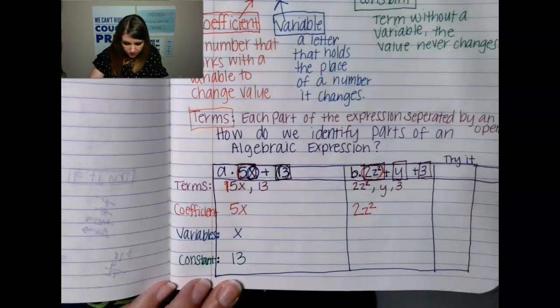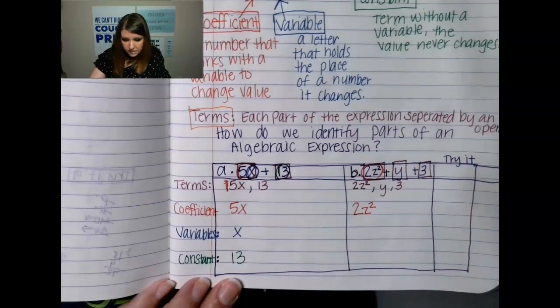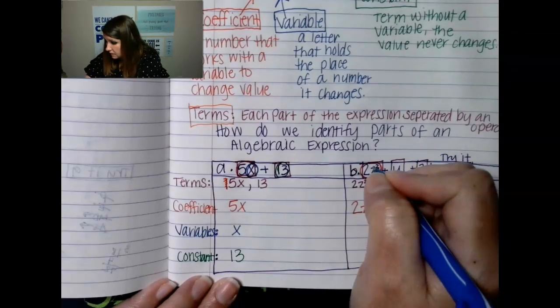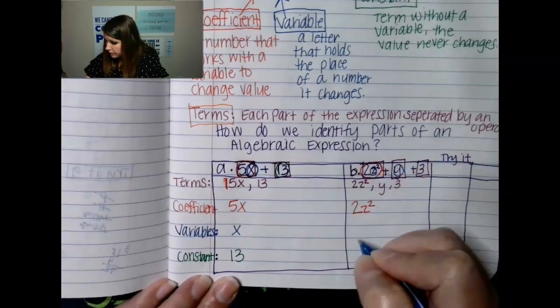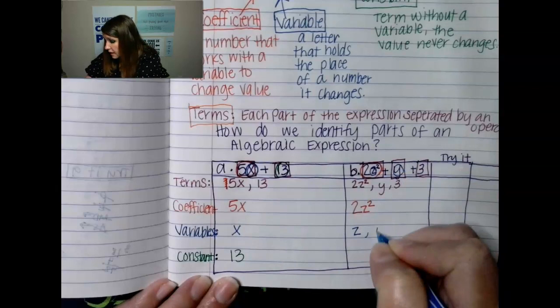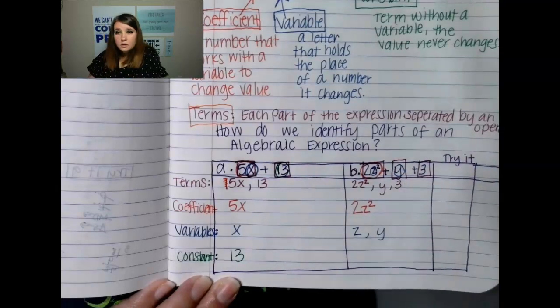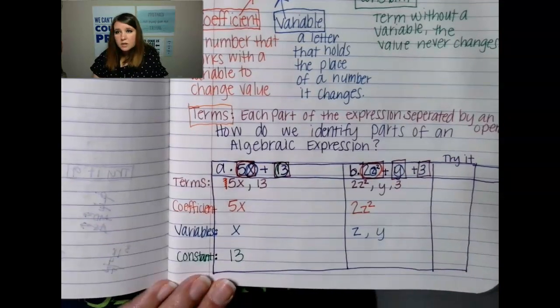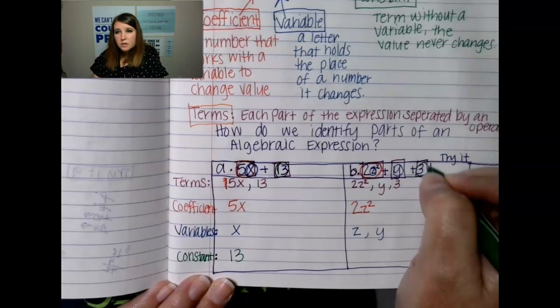Okay, let's talk about variables. Variables in this algebraic expression, I see z and I see y. So this one actually has 2, z and y. And last but not least, our constant, our value that stands alone, is 3.